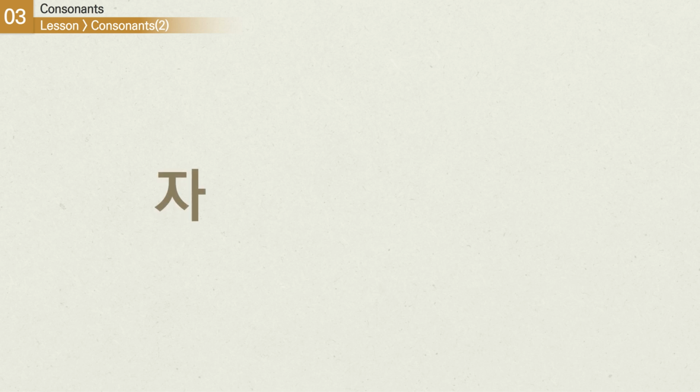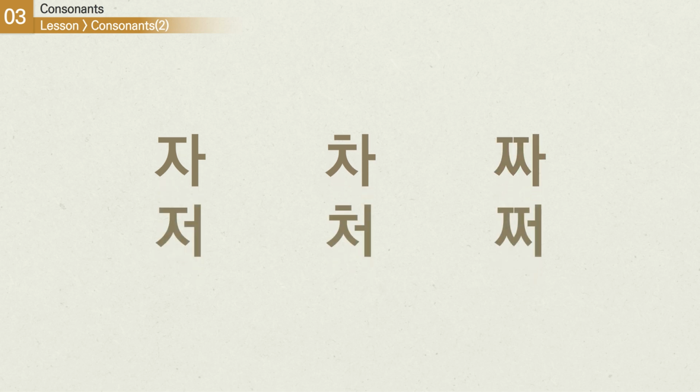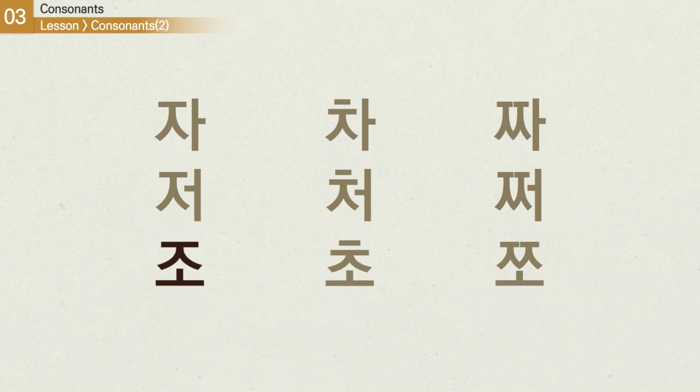Lastly, we have ta, ta, and za. Za requires more vocal stress than ta. Repeat after me. 자, 차, 짜. 저, 쳐, 저. 조, 초, 쪼.